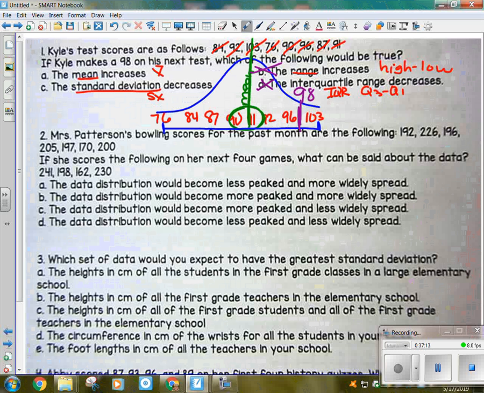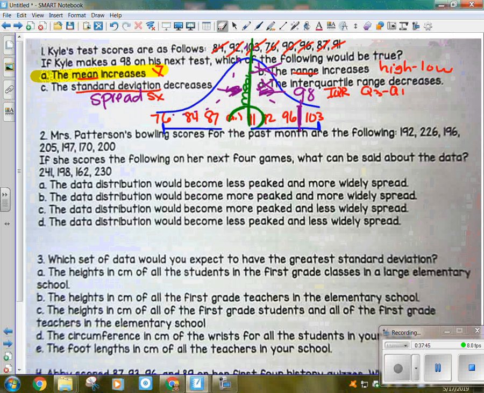So I don't think that gets smaller. The standard deviation, remember what standard deviation is? Standard deviation is the what? Spread. And it said it would what? Decrease. In other words, I don't think this is coming in at all. I don't think it's getting smaller. If it was getting smaller, it would look more like a peak there. But by having 98, that would not make that get smaller. So I believe we were correct on the first. The answer is the mean increases.